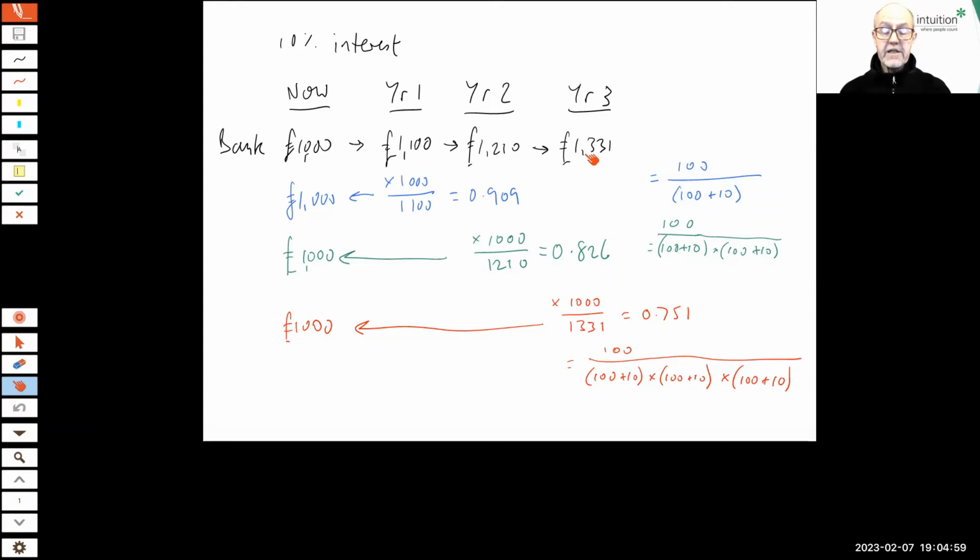So we can actually do a mathematical exercise on each of these future cash flows. If these, rather than being the money that we have in the bank, represented cash flows coming into us in the future, we can convert them back. Our 1,100 received in year 1, if we divide that by 1,100 and multiply it by 1,000, that takes us back to 1,000.